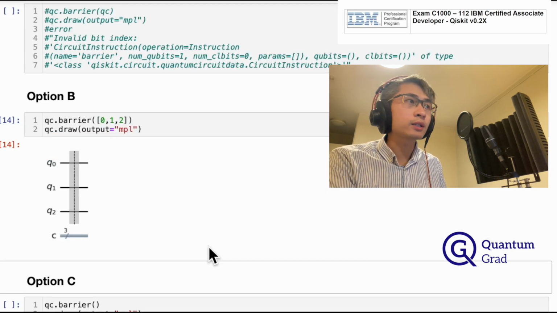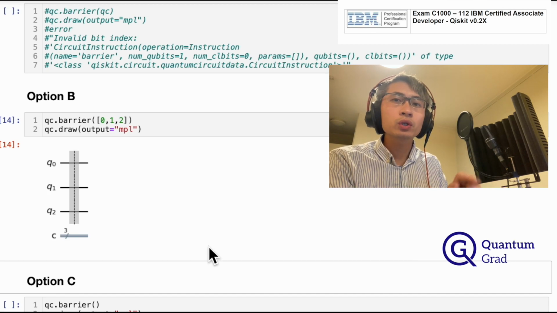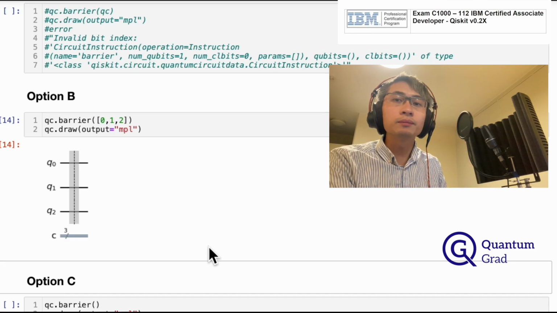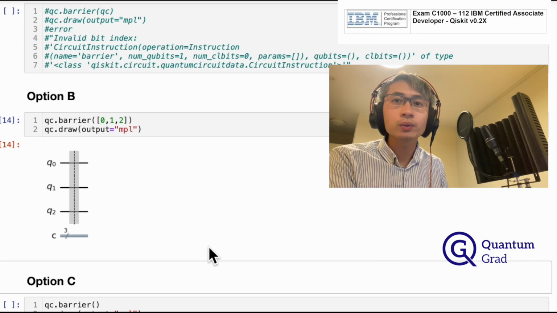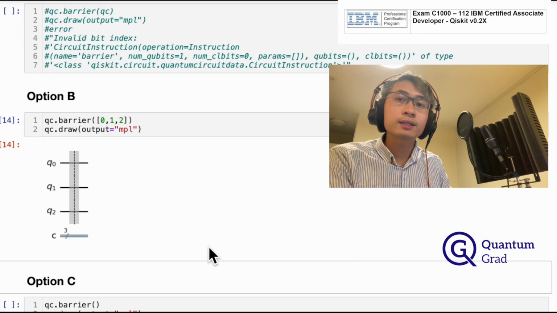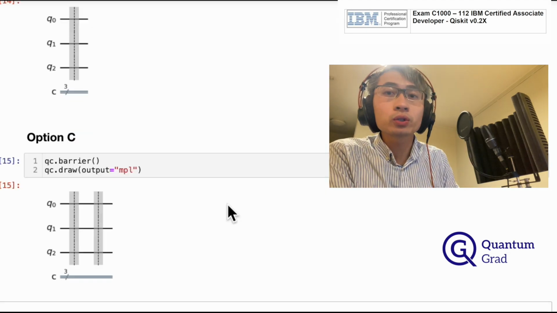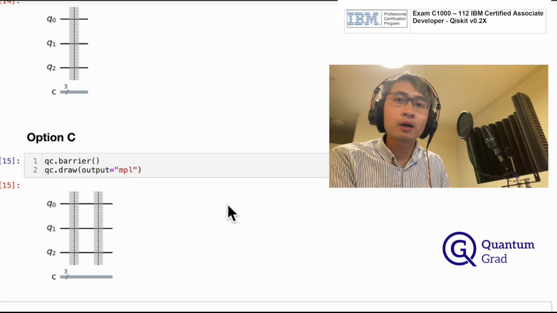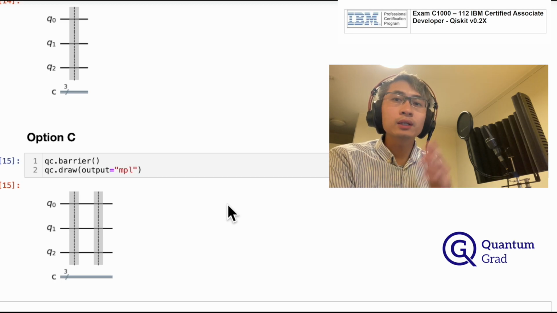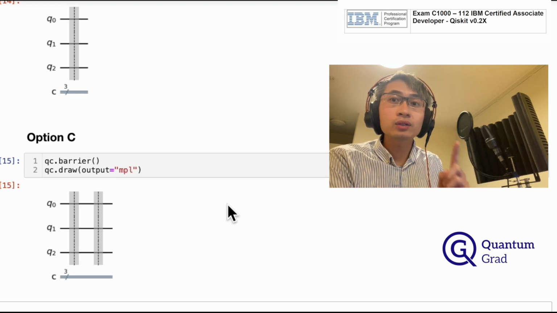We see that the command is qc.barrier(0, 1, 2). So what it means is that we put the barrier in these columns, Q0, Q1, and Q2. When we call qc.draw, we can see that the diagram is shown here. Let us run option C. This command also works, qc.barrier() without anything there. So what it implies is that we put the barrier in all qubits. We can see 2 barriers because we call it 2 times.